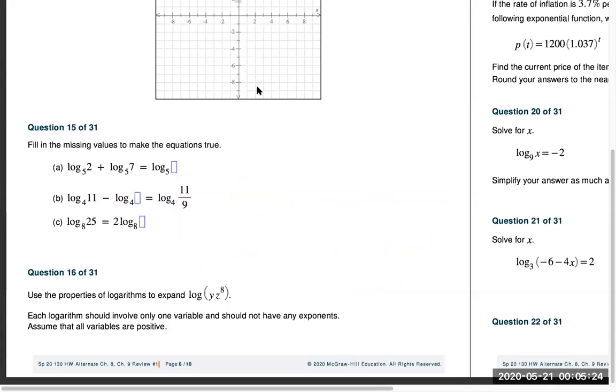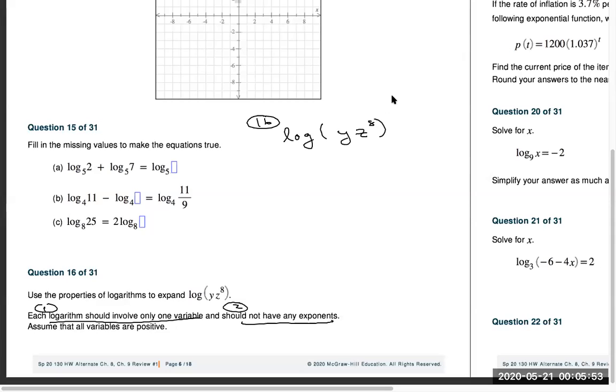Clear that. Number 16 is next. We have log of yz to the 8th, and we want to expand this, okay? Each log should only have one variable and should not have any exponents, okay?